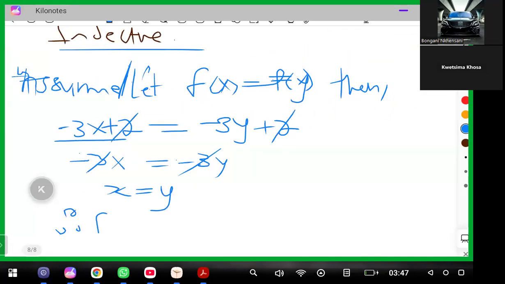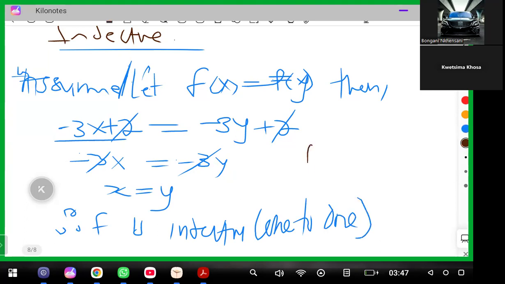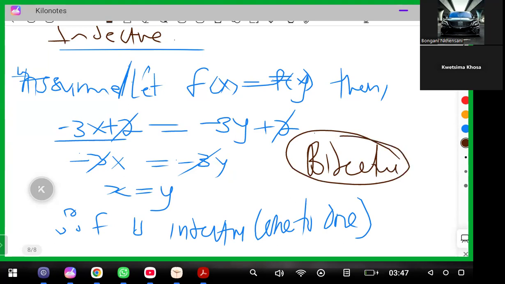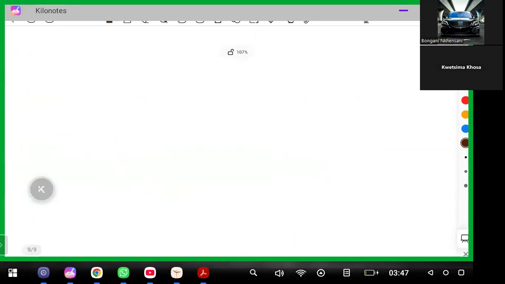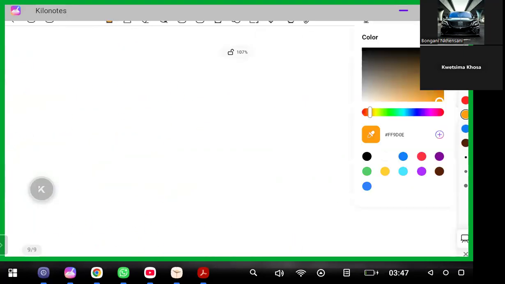Therefore, the function is also injective. It's a one-to-one. And the function is what? Is bijective as well. Because I said bijective is a function that is both surjective and injective. Then we move to the next example.